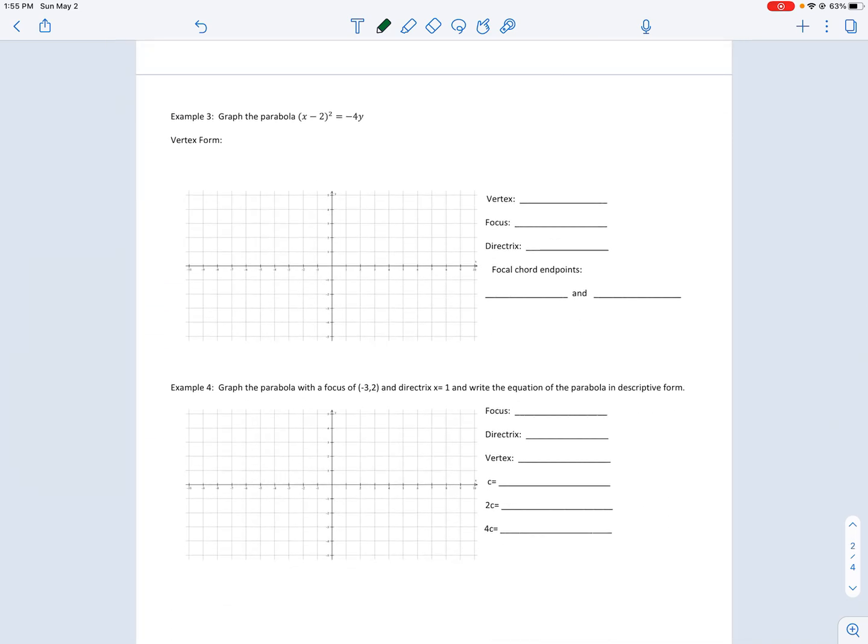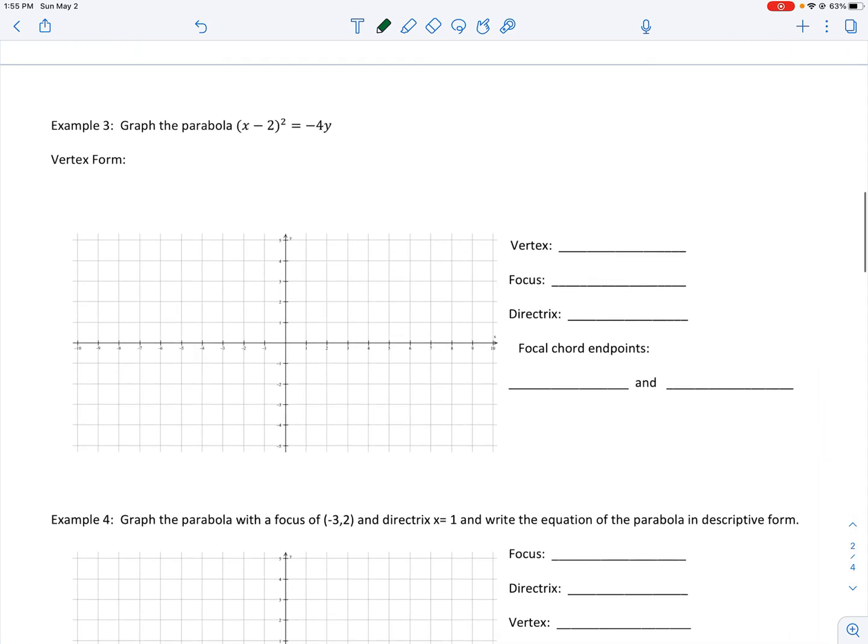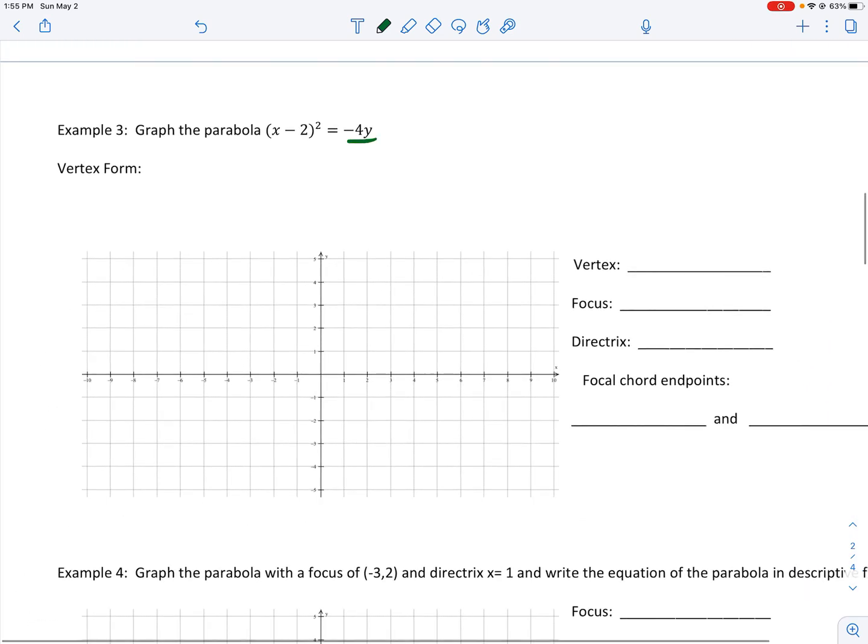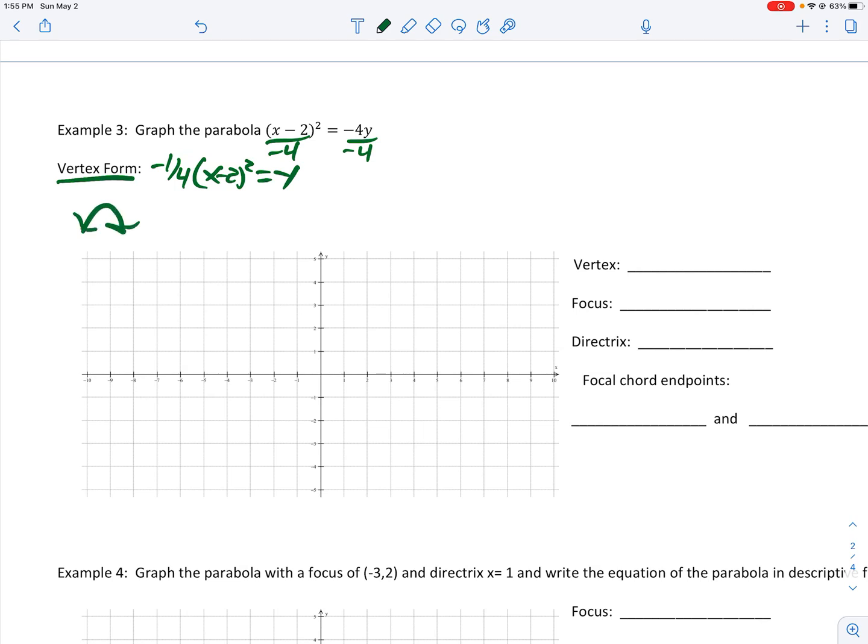Okay, let's look at example 3. So let's put this in vertex form. So I'm going to divide by negative 4. So negative 1/4 (x minus 2) squared equals y. Remember, vertex form, descriptive form, is going to be x equals something or y equals. Since it's x squared and it's negative, I know the graph's going to open down. And it's x squared. That's why I know it goes down or up.